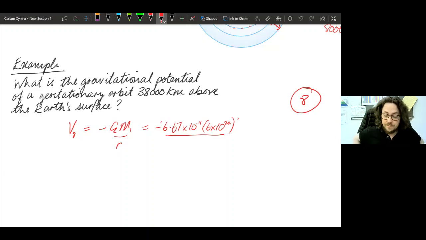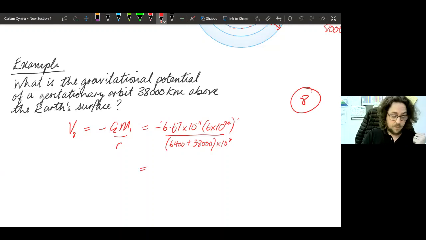now, this is where you've got to be careful, because the radius is not necessarily what you might first think. You've got to remember that gravitational potential energy, gravitational force, is considered from the center of the objects. So I said this is 38,000 kilometers above the Earth's surface, and we already know that the Earth's surface is 6,400 kilometers from the center of the Earth. So we could add 6,400 kilometers to 38,000 times 10 to the 3 for the fact that it's kilometers.